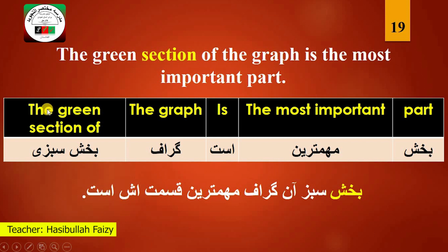ترجمه کلمه به کلمه: The green section of بخش سبز، The graph is است، the most important مهمترین، part بخش.